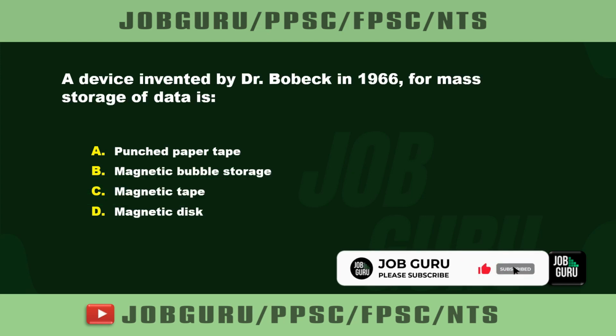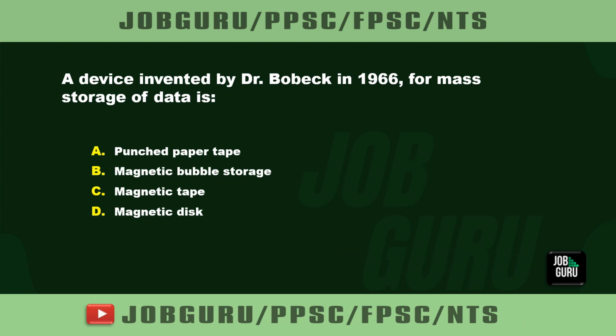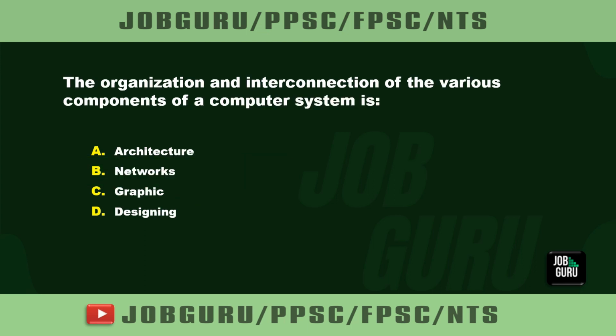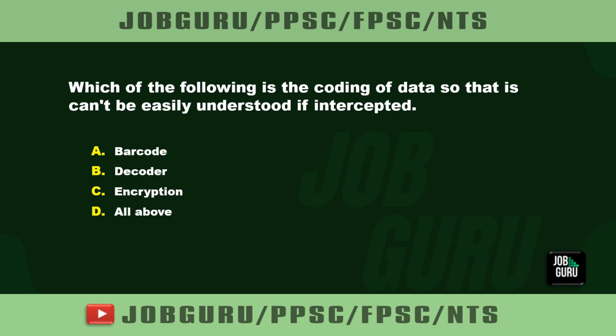A device invented by Dr. Bobeck in 1966, for mass storage of data is. The organization and interconnection of the various components of a computer system is. Which of the following is the coding of data so that it can't be easily understood if intercepted?